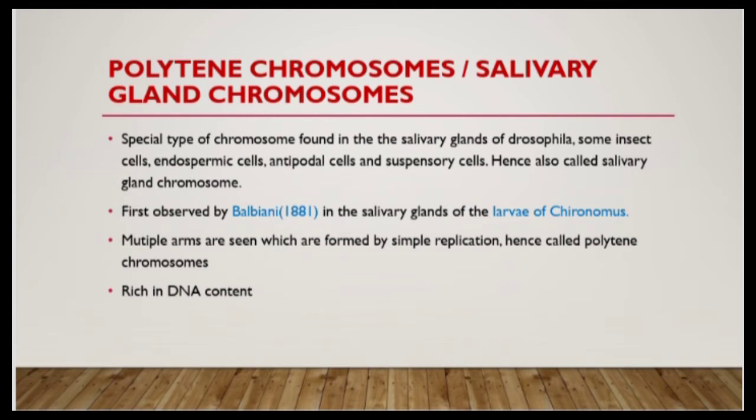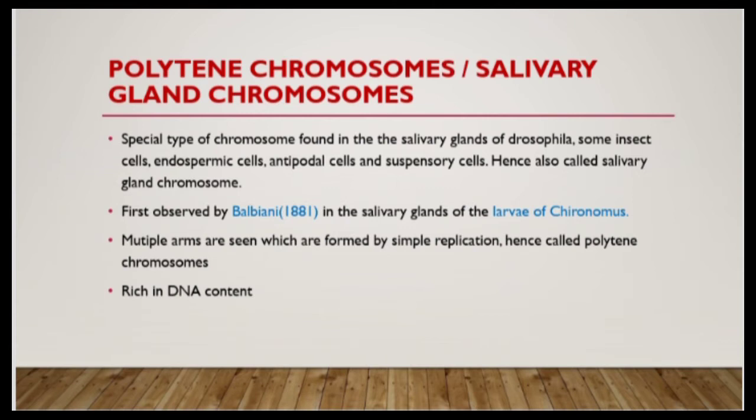Polytene chromosomes are given the name polytene because of the presence of multiple arms. Multiple arms are formed in these chromosomes by simple replication, by the process of endomitosis, which we are going to study in detail later on. They are also known as salivary gland chromosomes because they are found in salivary glands of Drosophila, some insects, antipodal cells and suspensory cells.